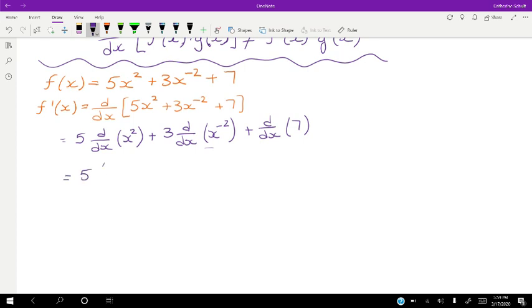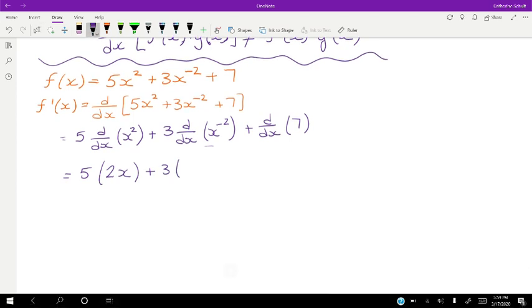So the derivative of x squared is the power function. So move the exponent in front. New exponent is 2 minus 1. All right, next up, x to the negative 2, to take that derivative, move the exponent down, subtract 1.